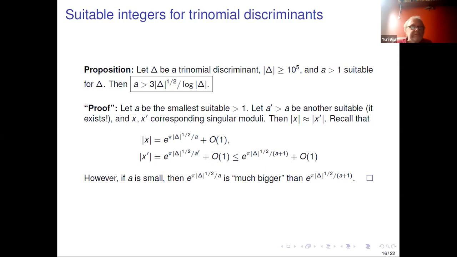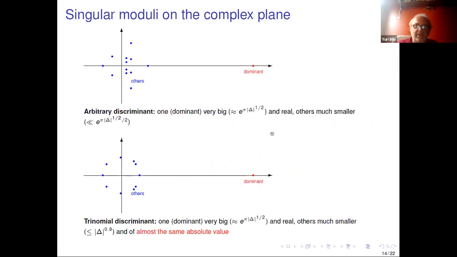And here is the proof. Well, the proof is not a proof. I will be cheating a bit, but here is the idea of the proof. Let A be the smallest suitable integer which is bigger than one. Let A prime be another suitable integer. It's a subtle question why such an integer should exist at all, but let us assume that we have it. And let X and X prime be the corresponding singular moduli. Then they're both non-dominant. So they must be, like in this picture, somewhere here. So they must be almost the same in absolute value.